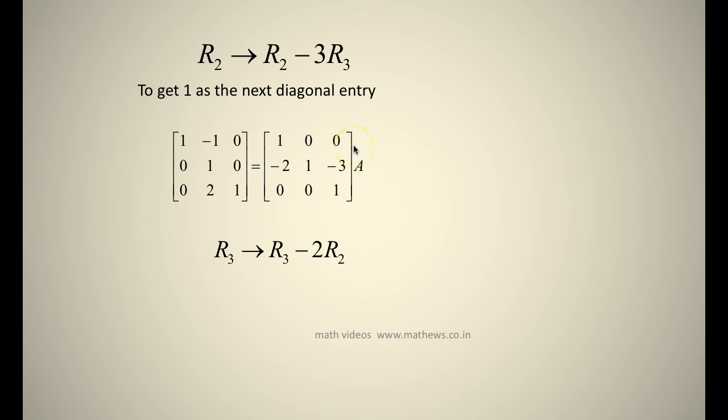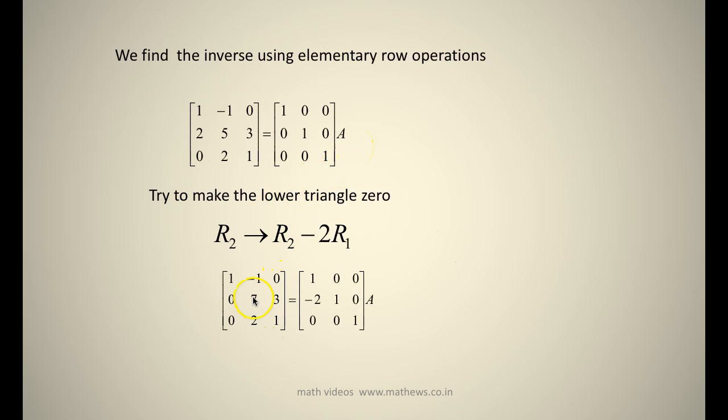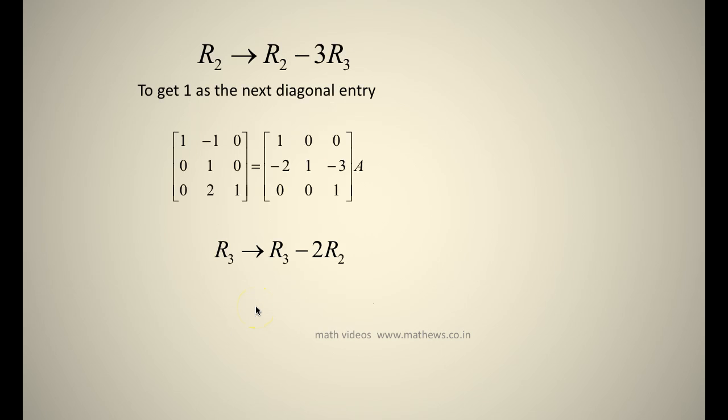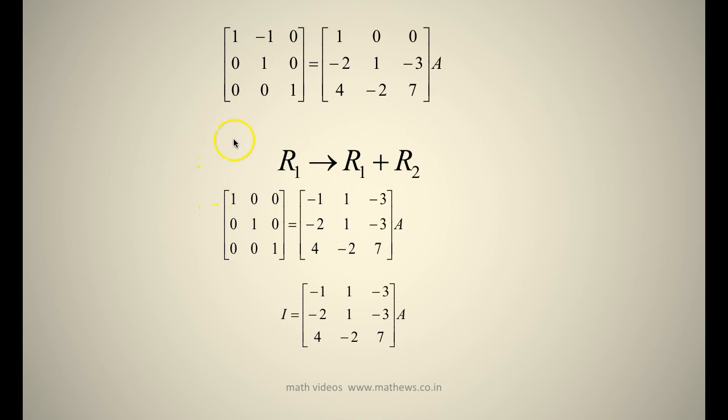Next we do R2 minus 3 times R3 so that we get 1 here. We try to make the principal diagonal 1. So R2 minus 3 times R3 will give you 7 minus 6, 1. When we do that, we get this matrix. So we have got 1 as the diagonal entry. Now if we do R3 minus 2 times R2, we can get this entry as 0. Doing that, we get the lower triangle as 0.